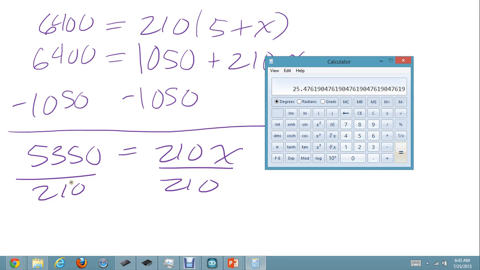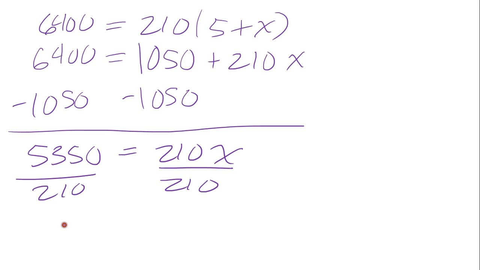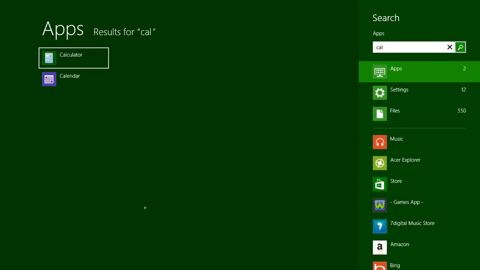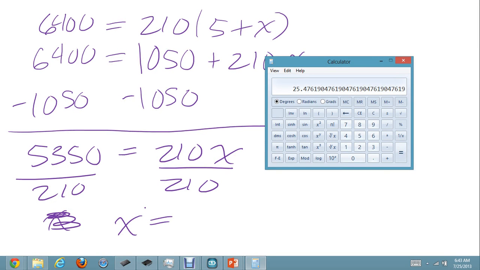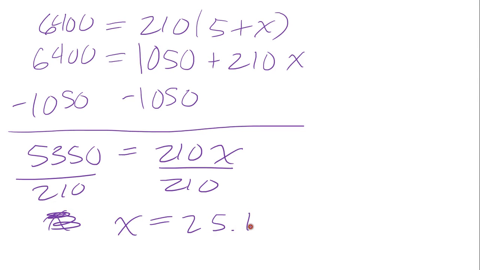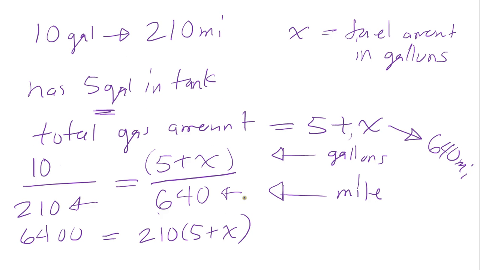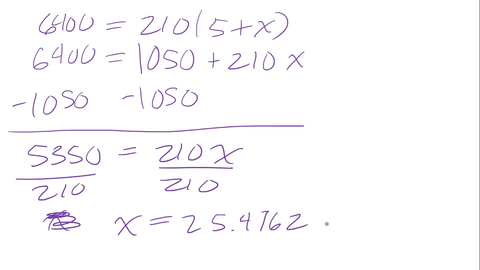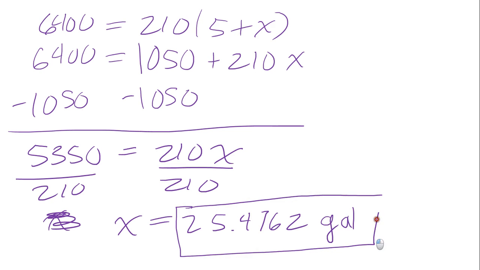So how many decimal places do they tell you? They don't really specify a number of decimal places, so I'll just take it to 4. So we basically have X equals, and let me bring the calculator back up, Windows 8's a little annoying. Alright, so 25.4762. And what were our units on X? X was in the top, so it was gallons.